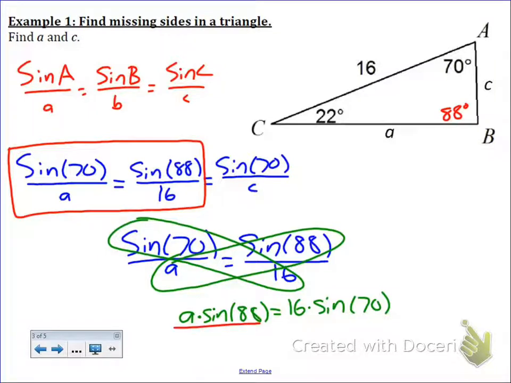So I'm going to divide the left side by sine of 88. And whatever I do to one side, I need to do to the other side as well. So divide by sine of 88. And on the left-hand side, the sine of 88 is going to cancel out, and I'm left with A, which is what I'm trying to get in the first place. And then we'll go ahead and get our calculator.